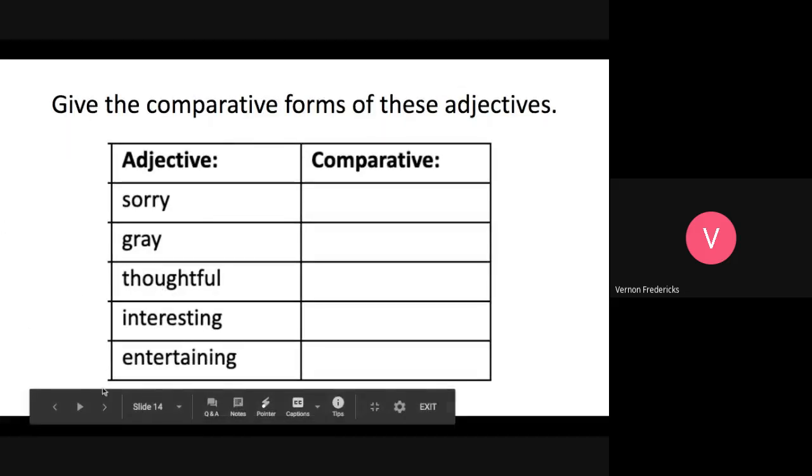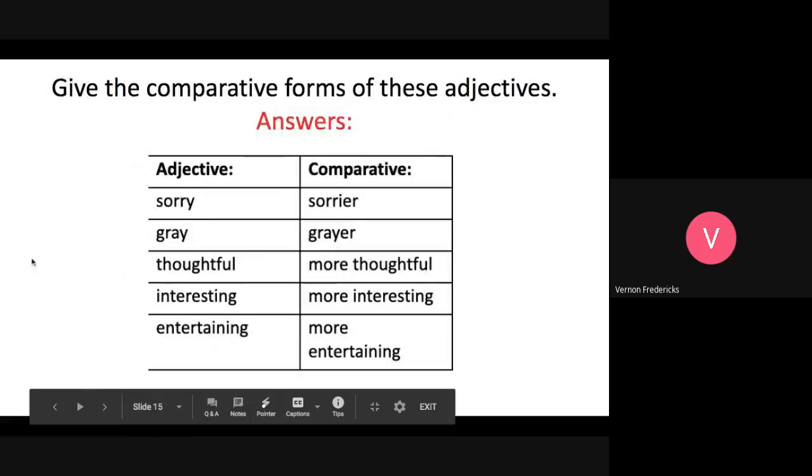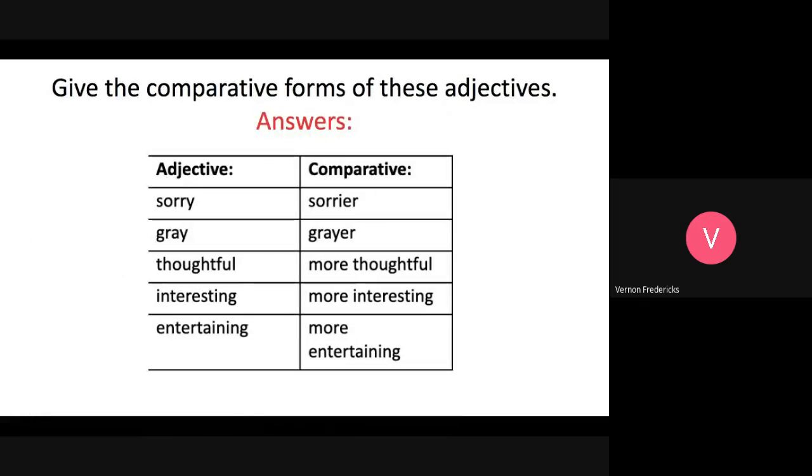Okay, students, let's have a look at your answers. What do we have? Sorry. The comparative is sorrier. Delete the Y, I, E, R. For gray, we have grayer. Does anybody know why we just add ER? Does anybody have an idea why we just add ER to grayer?